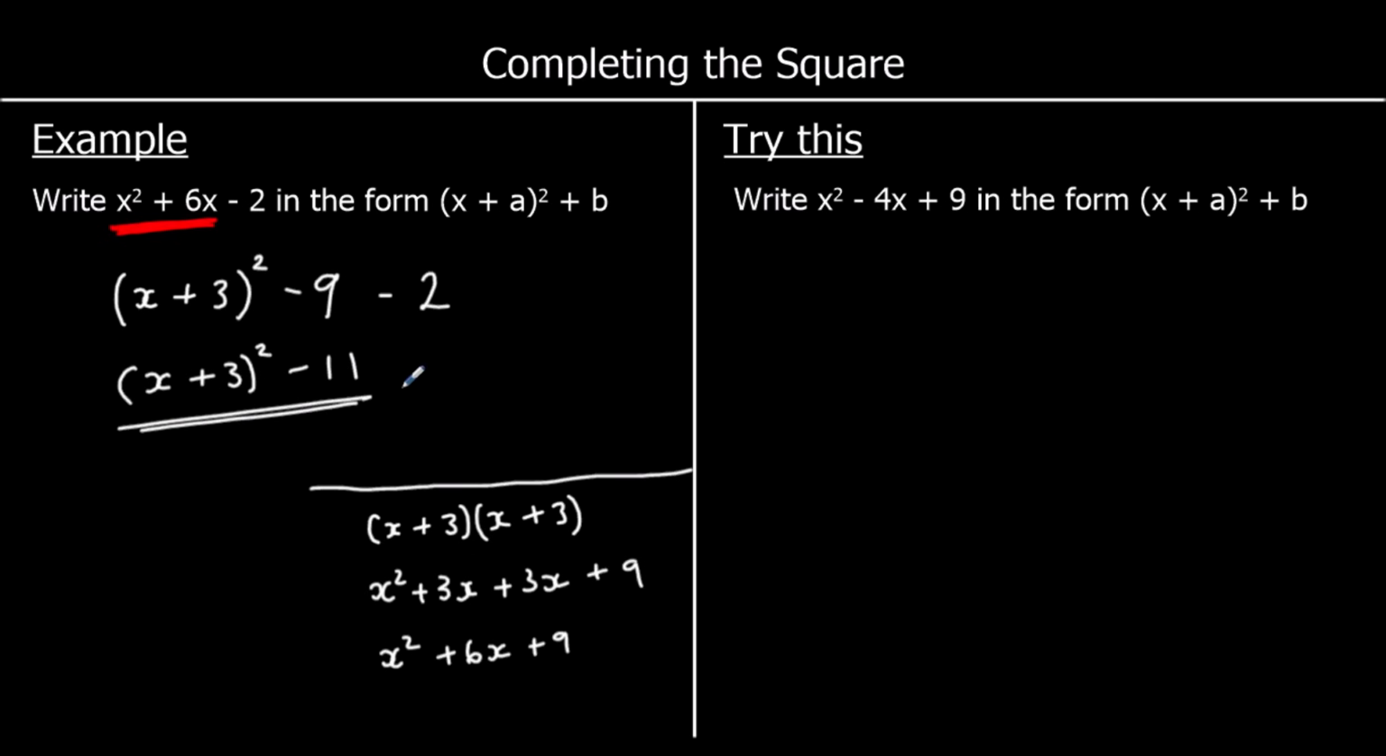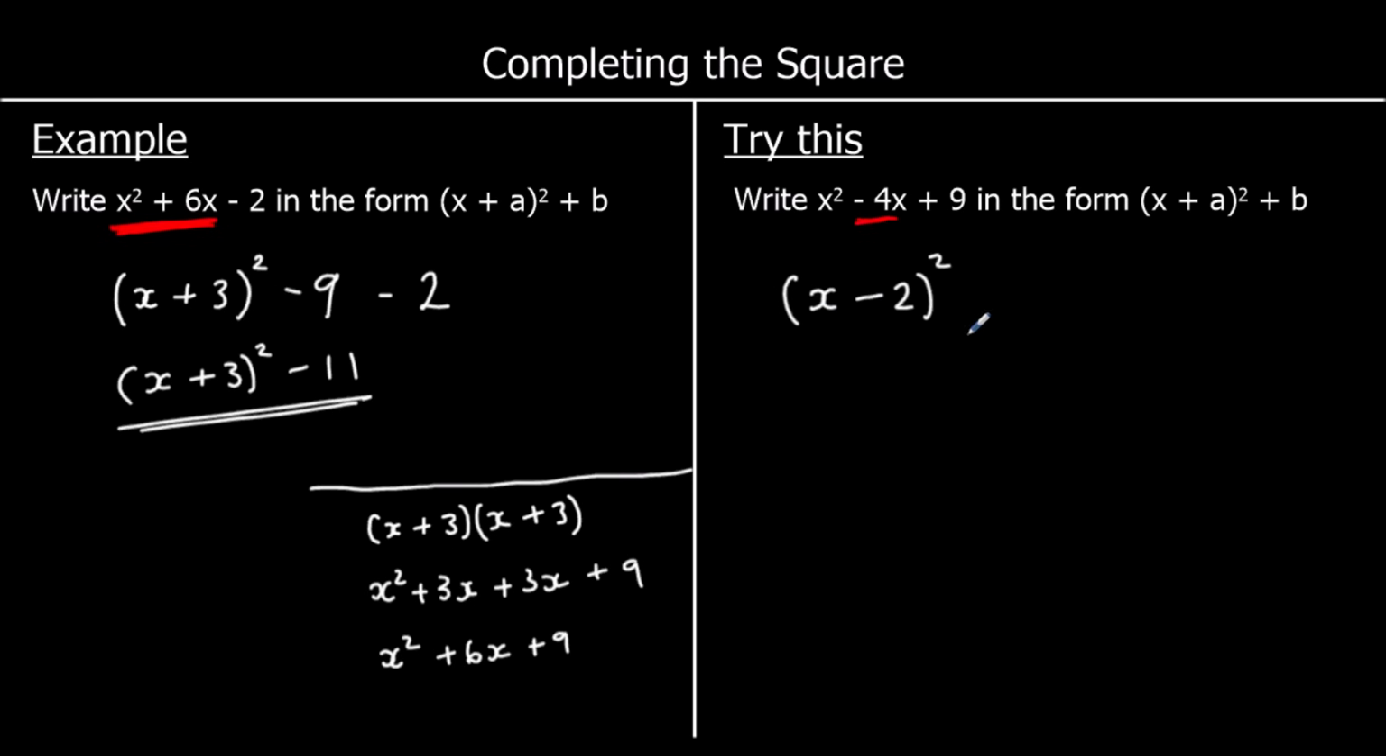Okay, one for you to try here. If you aren't ready to give it a go, just watch this and it can become another example. So we've got x squared minus 4x plus 9. So we are going to take our b term, the middle number, which is minus 4 at the moment, and half it. So that will become minus 2. So x minus 2 squared.